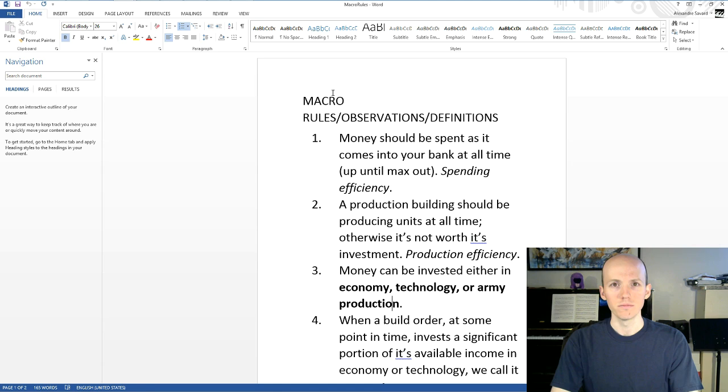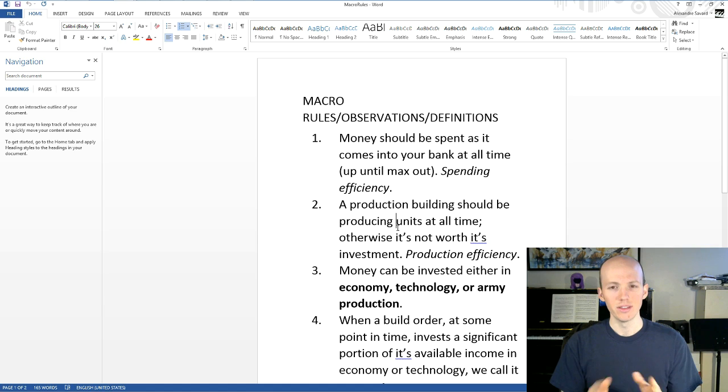Okay, so you've pretty much all heard about that idea that in StarCraft, money should be spent as it comes into your bank at all time, up until you are maxed out. When a player is able to spend his money very quickly as it comes into his bank, so his money will never get above the, say, 500, 600 mark up until max out, we're gonna say that this player has got a very high spending efficiency. So that's one of the first rules.